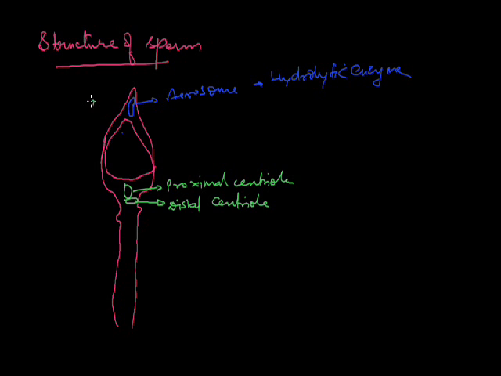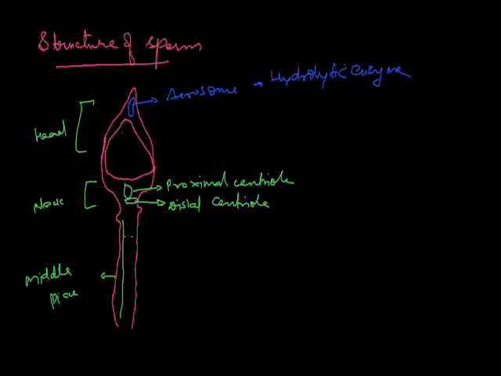This is the head portion. This one is the neck, and below the neck there is the middle piece. This one is the middle piece part. Inside the middle piece there is the mitochondria, which is present along with the axial filament.